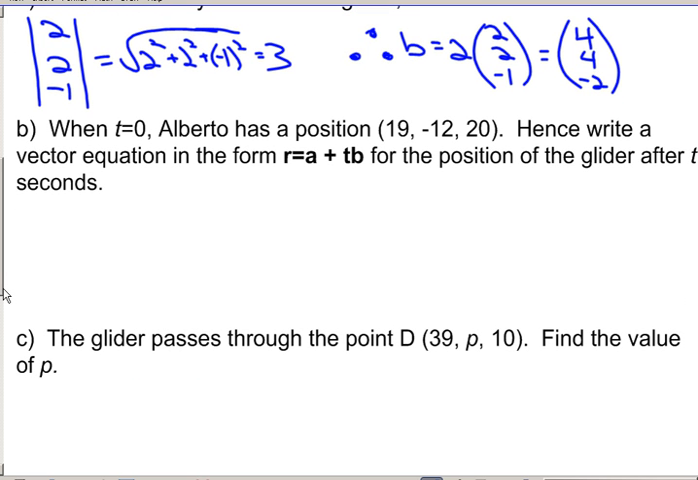When t equals 0, Alberto has a position of 19, negative 12, 20. Hence, write a vector equation in the form r equals a plus tb, that should be a non-bolded t, for the position of the glider after t seconds.